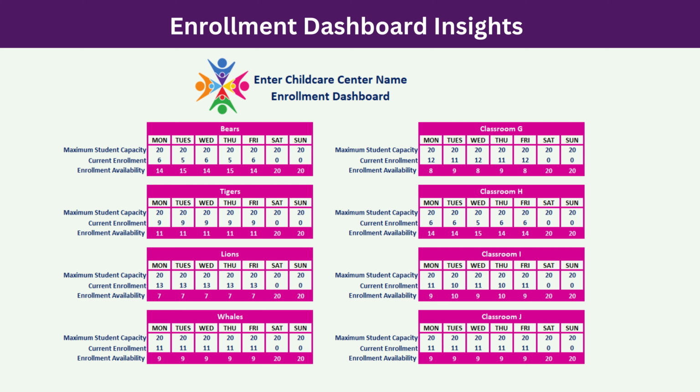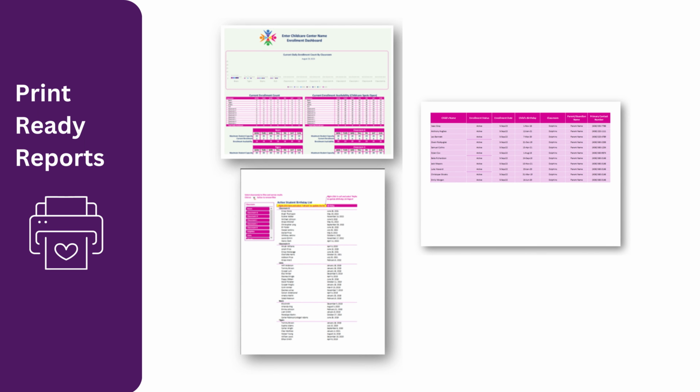The individual classroom tables provide an at-a-glance view of all classrooms. Remember to review and maintain maximum student capacity values in these sections. Your reports are formatted for easy printing on standard 8.5 by 11 paper.